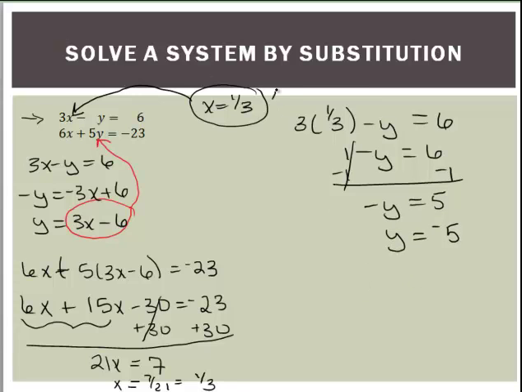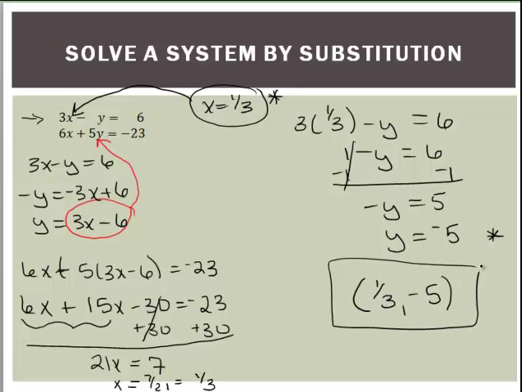So your solution is this x that we got and this y that we got. So we have 1/3, negative 5. And you can check this one the same way by substituting 1/3 in for x, negative 5 in for y, and putting it into both equations. It must make both equations true.